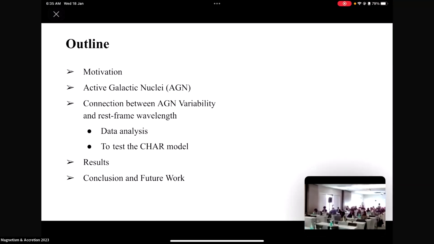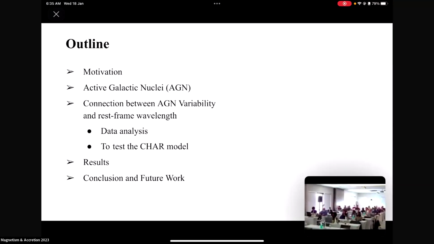First, I will briefly mention the motivation behind this project. Then I will briefly tell about the active galactic nuclei. Later, I will move to the data analysis part of this project.